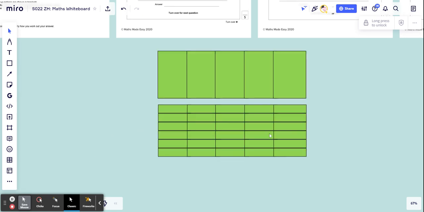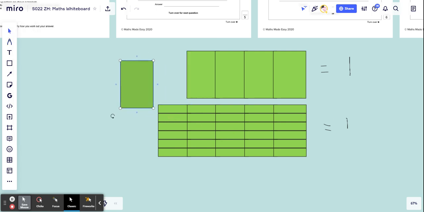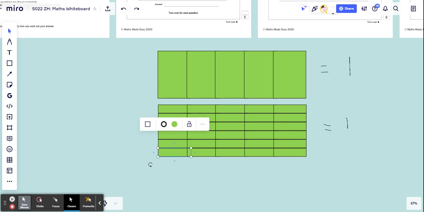Okay, so there you go. So they're both 1. They both add up to 1. I've chopped it up into 5 pieces there. I've chopped it into 30 pieces there, but they both add up to 1. In other words, if I take one of these, that's a 5th. If I take one of these, that's a 30th.